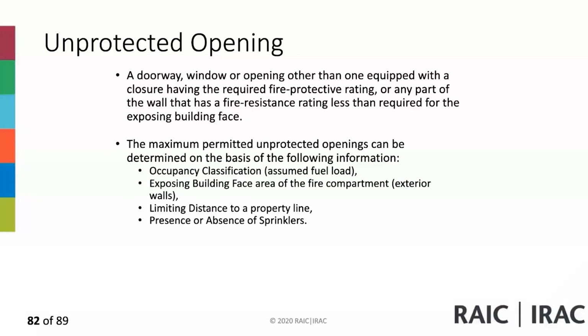So unprotected opening, we said, is a doorway, window, or opening other than one equipped with a closure having the required fire protective rating, or any part of the wall that has a fire resistance rating less than that required for the exposing building face. So they do not have the required fire protection rating, or it is part of the wall that has less fire resistance rating. The maximum permitted unprotected openings can be determined on the basis of the following: the occupancy classification, the exposing building face of the fire compartment's exterior walls, the limiting distance to a property line, and the presence or absence of sprinklers that will define it.